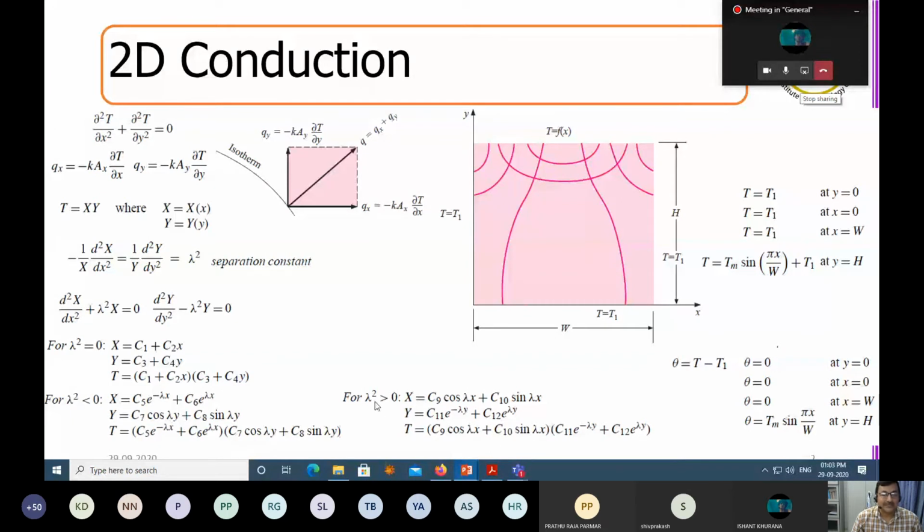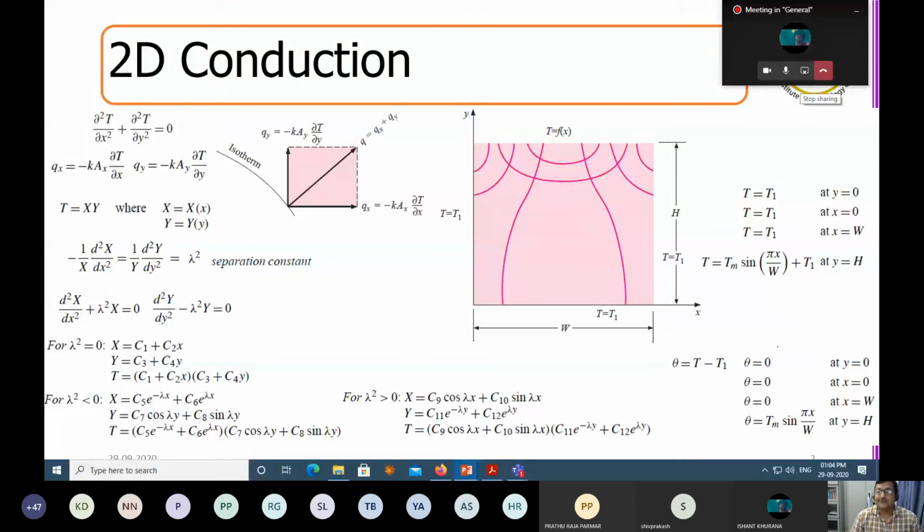Now in that situation, when lambda square is less than 0, you will have a solution X equal to, say, some constant into e to the power minus lambda x. Essentially this is very similar to what we did in the previous lecture for theta: del square theta by del x square plus some theta equal to 0, and minus some equal to 0. So for lambda square greater than 0, this will be the solution. For lambda square less than 0, this will be the solution. So I have an array of solutions.